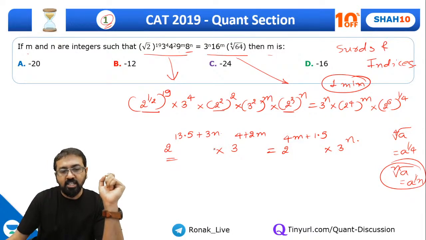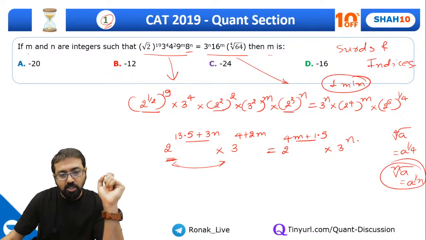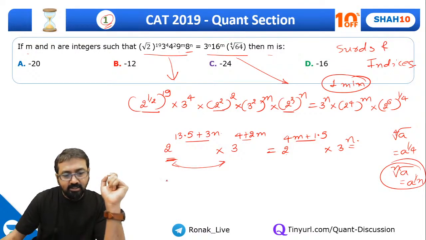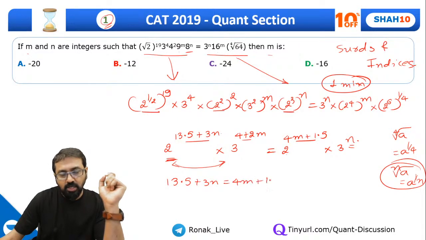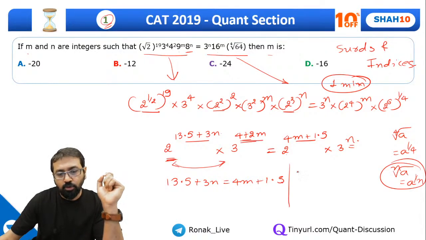Are you getting this point? Now of course these two numbers are equal, and these two numbers are co-prime to each other, so this power should be equal to this power, because this is 2, this is 2. Same with this power, it should be equal to this power. So if I quickly solve this, what will I get? 13.5 plus 3n is equal to 4m plus 1.5. That's one equation. Another equation will be 4 plus 2m equal to n.